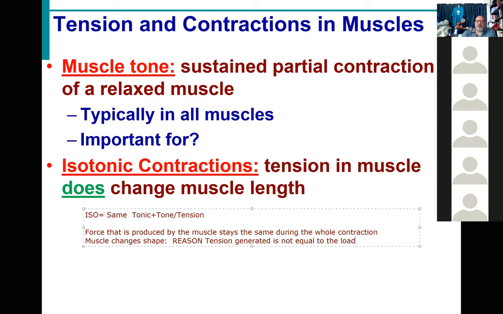So the key with an isotonic contraction is threefold. The force you produce stays the same. The muscle changes length. And the reason for that, and again, really it should say length, not shape. Shape's the same thing, but let's be more specific. It changes length. And the reason the muscle changes length is because the tension generated is not equal to the load.